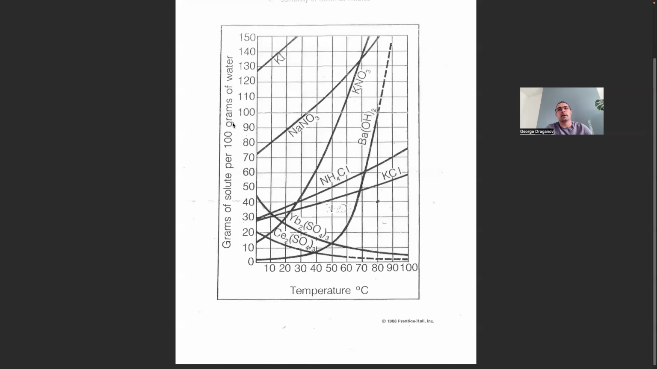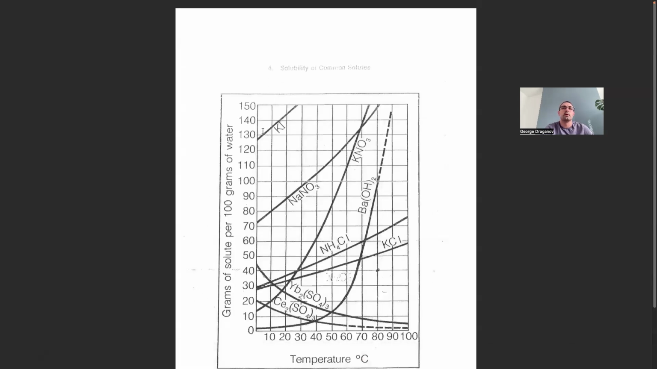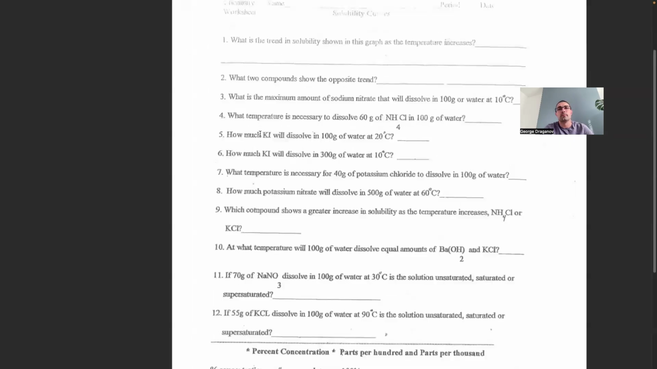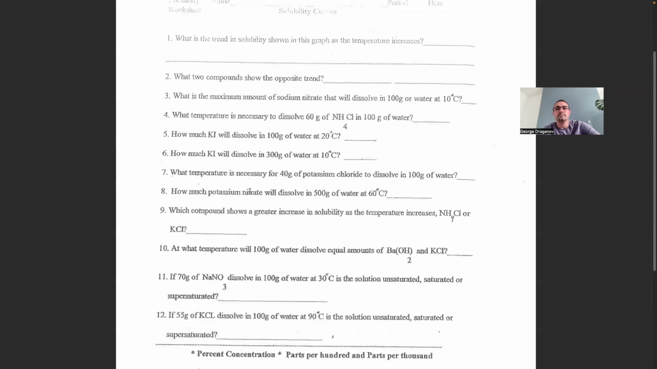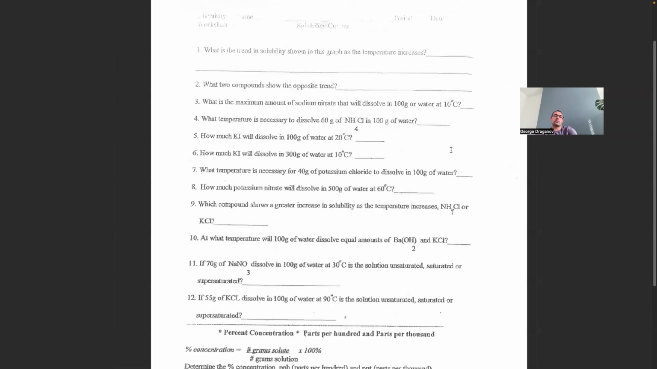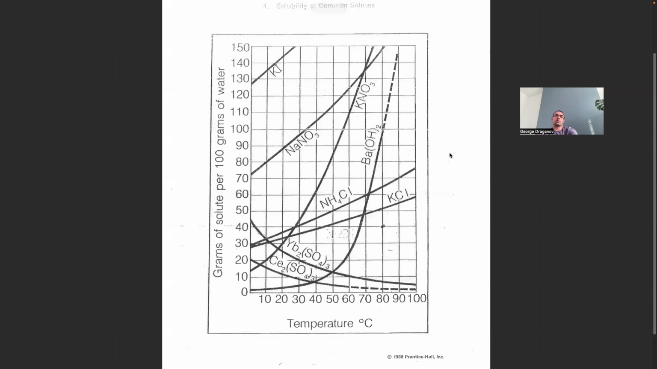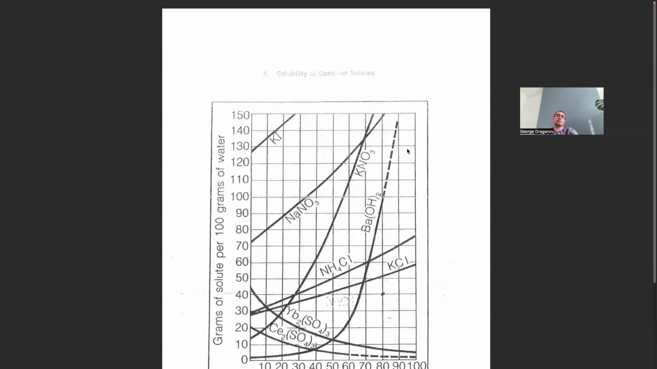The other style of question you can get: what temperature is necessary for 40 grams of potassium chloride to dissolve in 100 grams of water? So for 40 grams of KCl, you would go this way, 40. You would go across to the KCl and down. So you get about 48 degrees. So once again, you go across and down. Now, the question may be something such as the following.